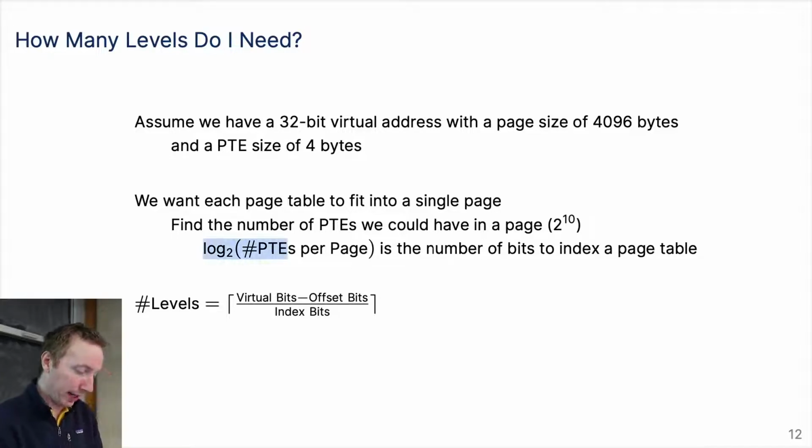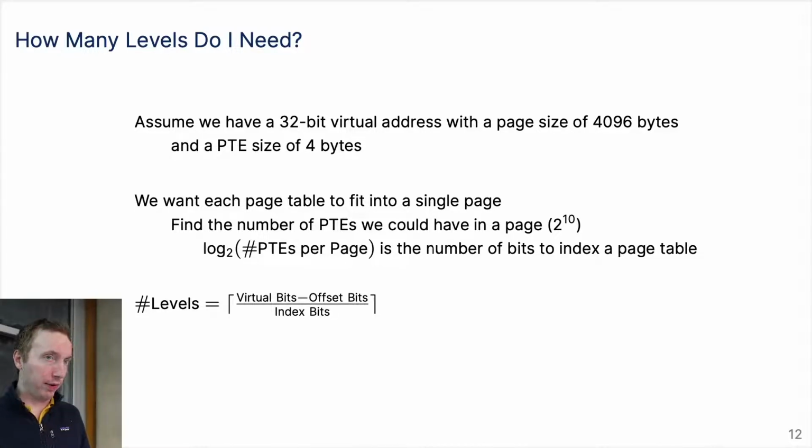So if we take log 2 of the number of page table entries per page, so that 2 to the 10, which is basically just the number of bits, that is the number of bits you need to index into a page. So to calculate the number of levels you need, it is the number of virtual bits you have in your address minus the bits used for the offset, which is exactly your page size.